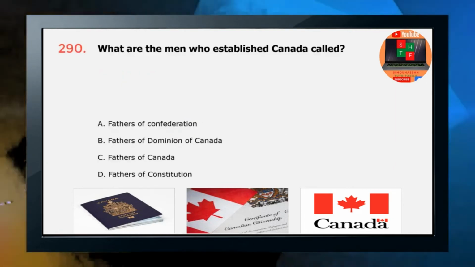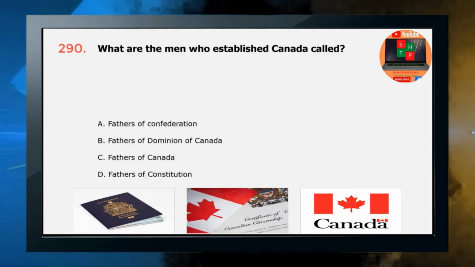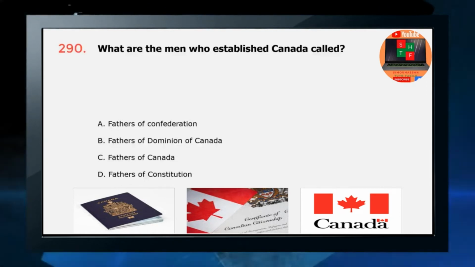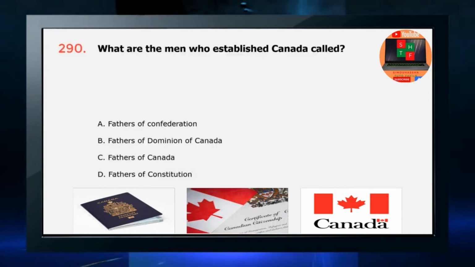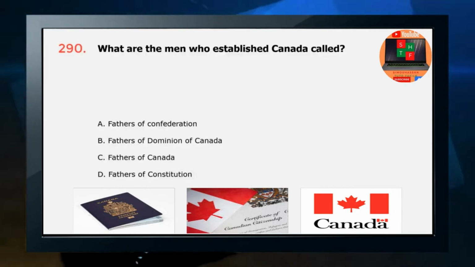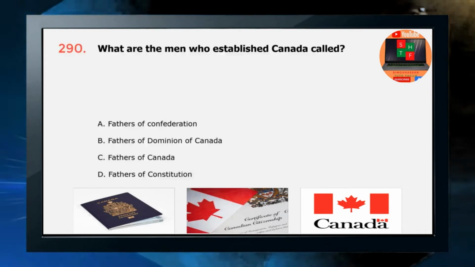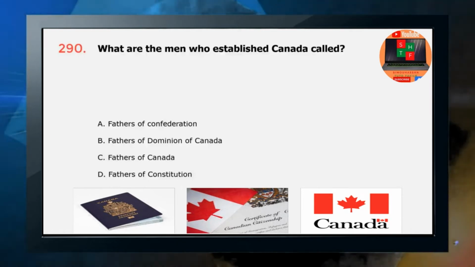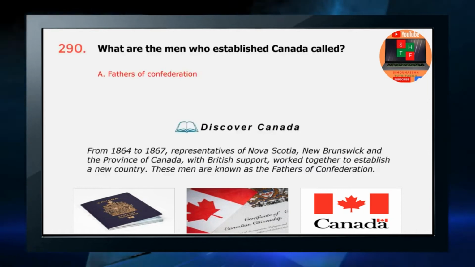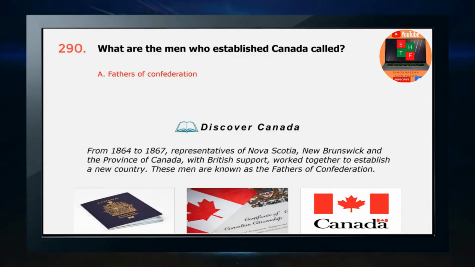Question 290. What are the men who established Canada called? A. Fathers of Confederation. B. Fathers of Dominion of Canada. C. Fathers of Canada. D. Fathers of Constitution. The answer is A. Fathers of Confederation.